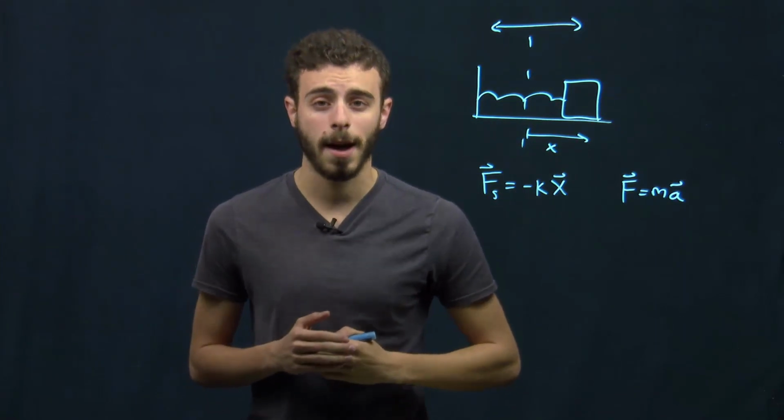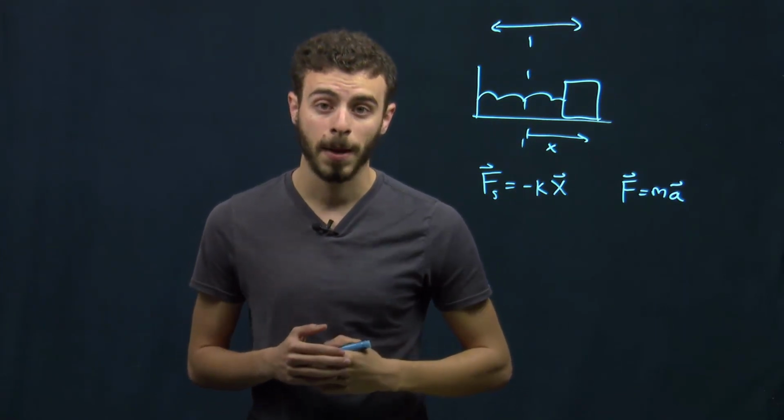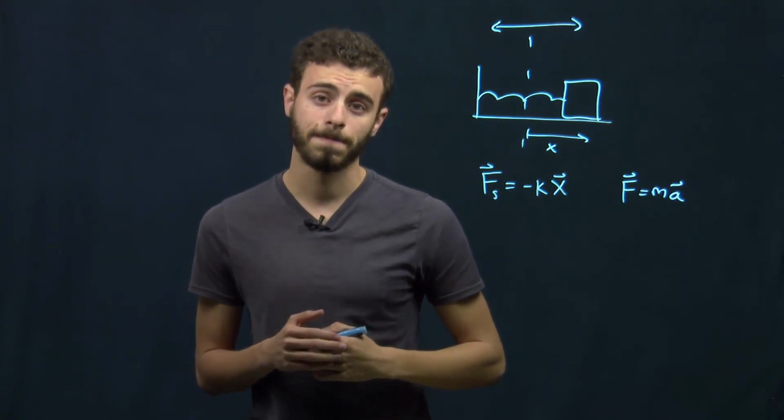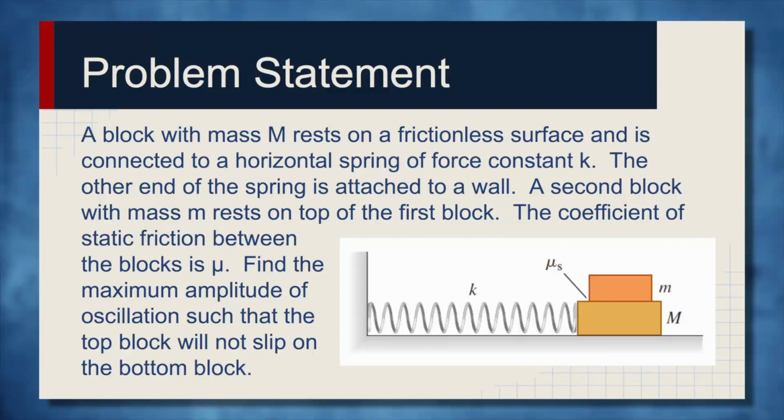Okay, so let's go ahead and look at the problem statement for today. And that reads as follows. A block with mass m rests on a frictionless surface and is connected to a horizontal spring of force constant k. The other end of the spring is attached to a wall. A second block with mass little m rests on the top of the first block. The coefficient of static friction between the blocks is μs. Find the maximum amplitude of oscillation such that the top block will not slip on the bottom block.